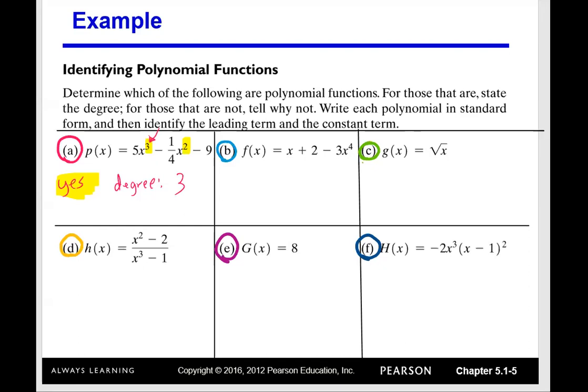And then it says, write each polynomial in standard form. This one's already in standard form because it's in descending order. So we're good to go there. And then identify the leading term. The leading term, I'll just call that the LT. The leading term would be the 5x to the third. And the constant term, I'll just use C for constant. The constant would be the -9.